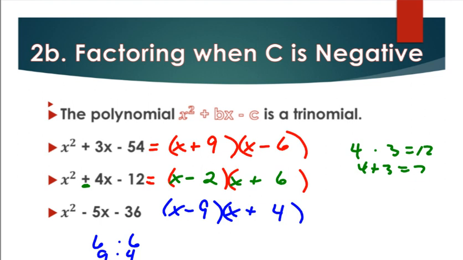Negative 9 times 4 is negative 36. Negative 9 plus 4 is a negative 5. So this would be our binomials.